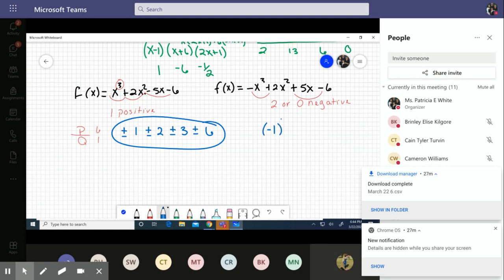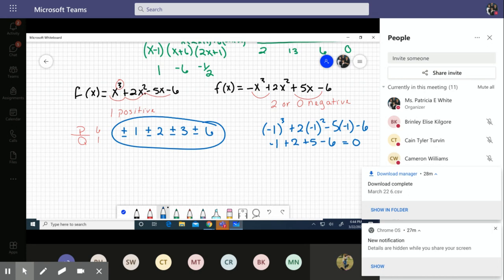Negative 1 to the 3rd plus 2 times negative 1 squared minus 5 times negative 1 minus 6. So I get negative 1 plus 2 plus 5 minus 6. I've got 7 negatives and 7 positives, right? So that gives me a 0.